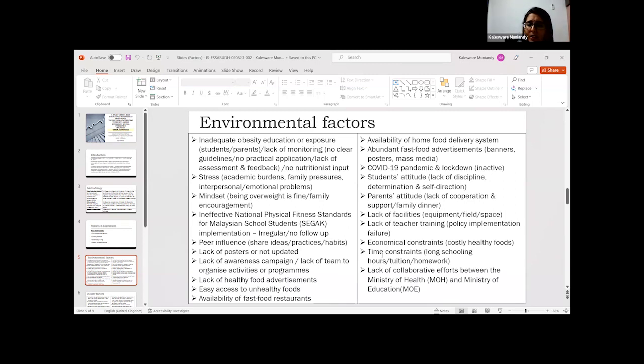Time constraint would be another reason. Long schooling hours. Some of the students basically are studying until 4:30. So they don't have enough time and they go back home. When they go back home, they have to do tuition, homework, and so forth. So they have no time to carry out physical exercise. And lack of collaborative effort. Even though there are some collaborative efforts, they need to be more, because we need to have more seminars and talks in schools to expose students.